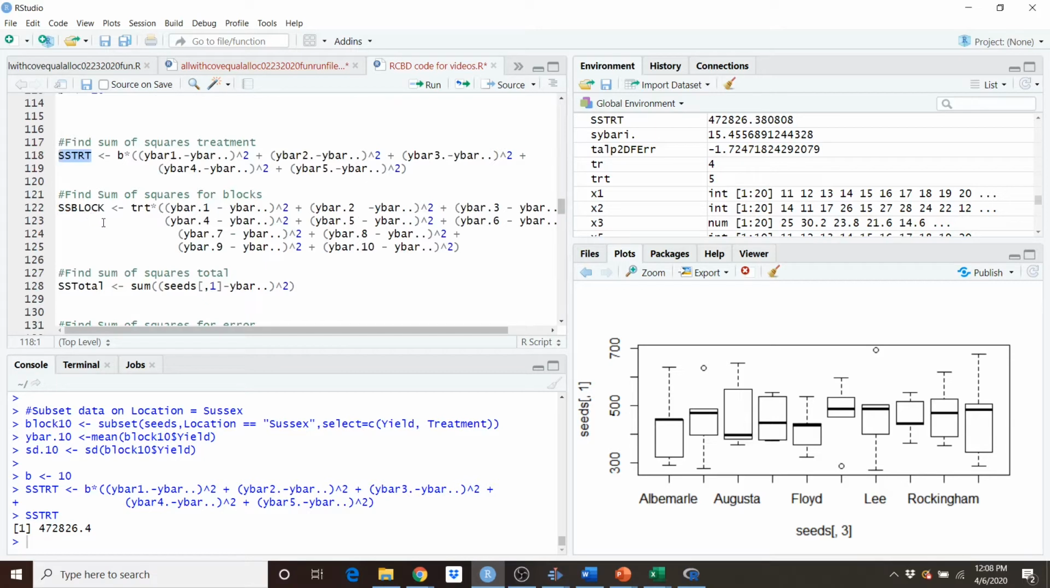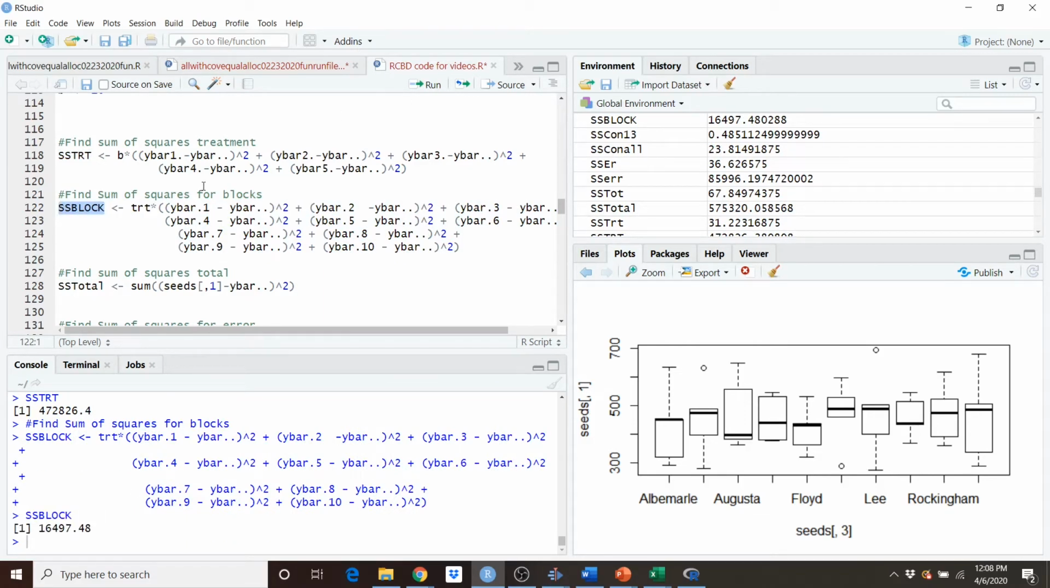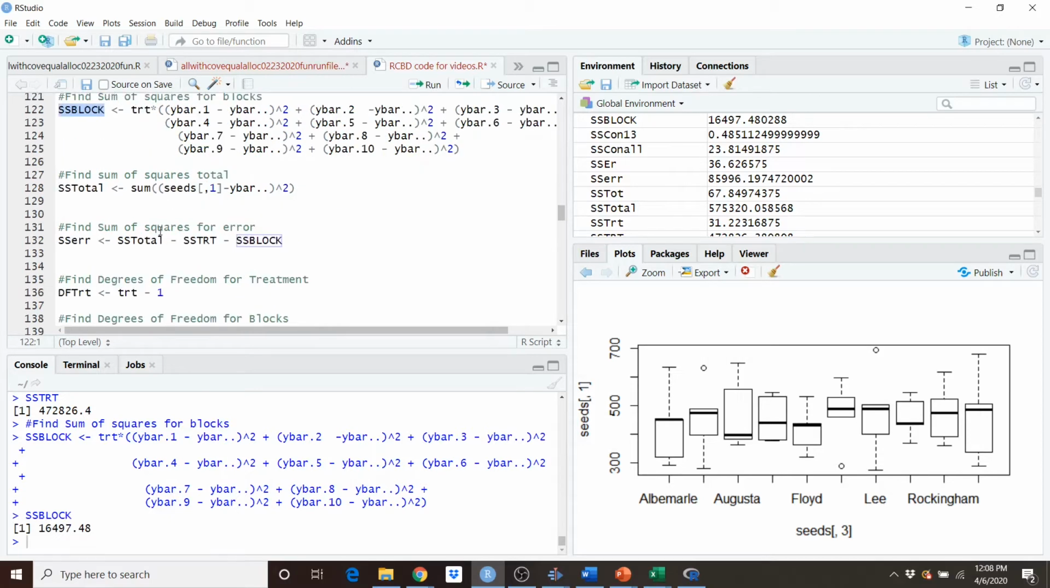Well, now we need to look at the sum of squares for the blocks. Remember, sum of squares blocks is the number of treatments times the sum of squared deviations for the block means minus the overall mean quantity squared. So I get my number of treatments times, well, here's y bar dot 1. This is block mean 1 minus overall mean quantity squared plus block mean 2 minus the overall mean quantity squared. And we do this for all 10 blocks. And so if we run this, we get a sum of squares block 16,497.48.